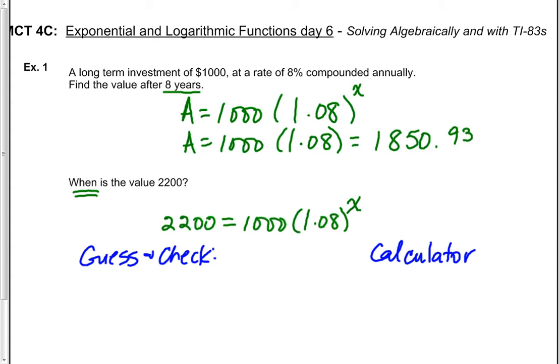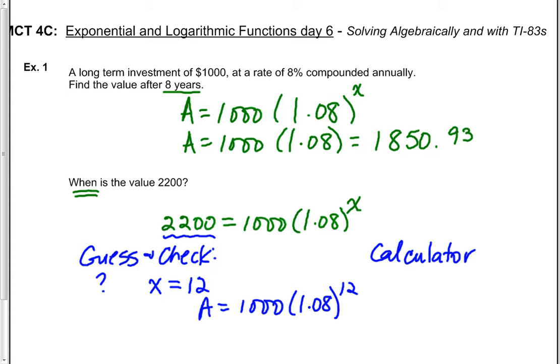If I know that in 8 years the value of that investment is 1,850, then it's going to be a couple years down the road that I would have the value of 2,200. So I'm going to guess that x would be, let's go with 12 years. So the amount is 1,000 times 1.08 to the 12. Let's see how close I am. I would get $2,518.17. So that's too high. 12 years is too far.